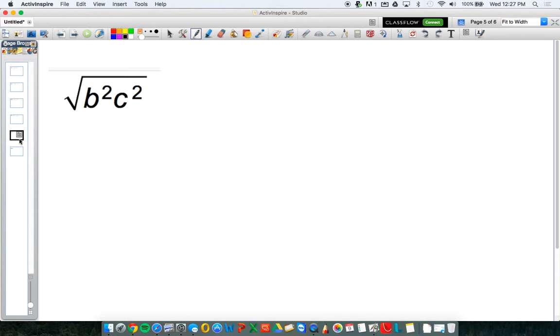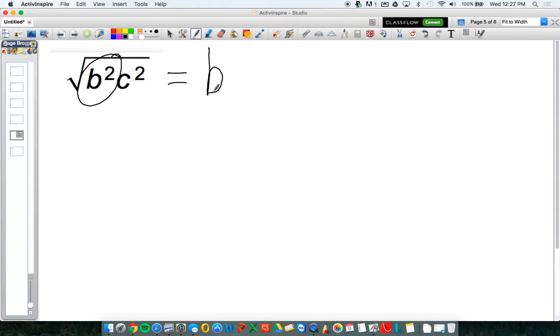Once you start getting to variables being involved, you have to realize that you can square root any variable that has an even power. Any variable that has an even power. B squared breaks down to b times b. That's what it gives you. B times b is b squared. So if you were to square root b squared, you're just left with b. If you're to square root c squared, you're left with c. So the radical in this one goes completely away. Square root of b squared, c squared, is just simply bc.